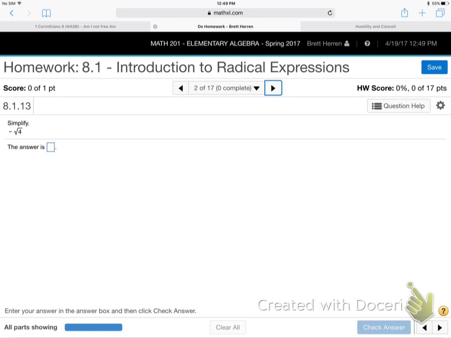So, negative the square root of 4. Well, that negative just sits out there. He's not doing anything impressive. What's the square root of 4? Done. Just, you've got a negative in front.